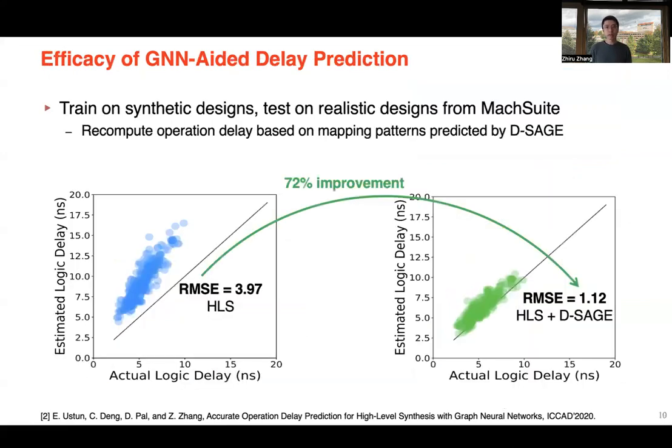Okay. Additionally, we show that we can train on a set of synthetic small graphs, and then test our models on larger realistic HLS designs. Our model shows the ability to generalize, and also improves the accuracy of the actual operation delay estimation when we compare it against the commercial HLS tool. The improvements are actually quite large.